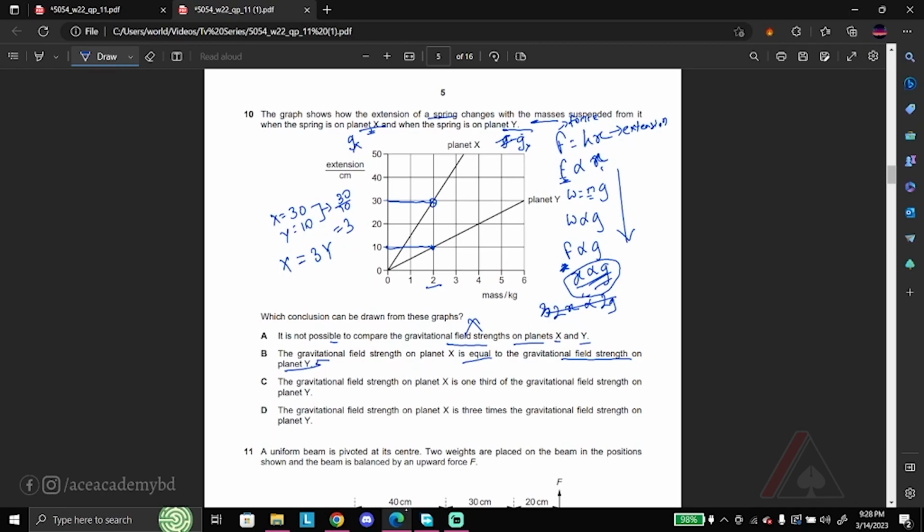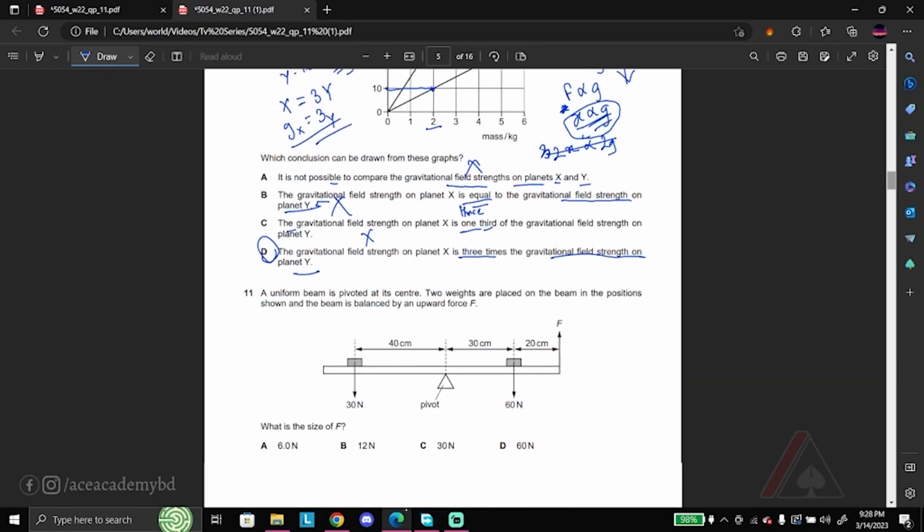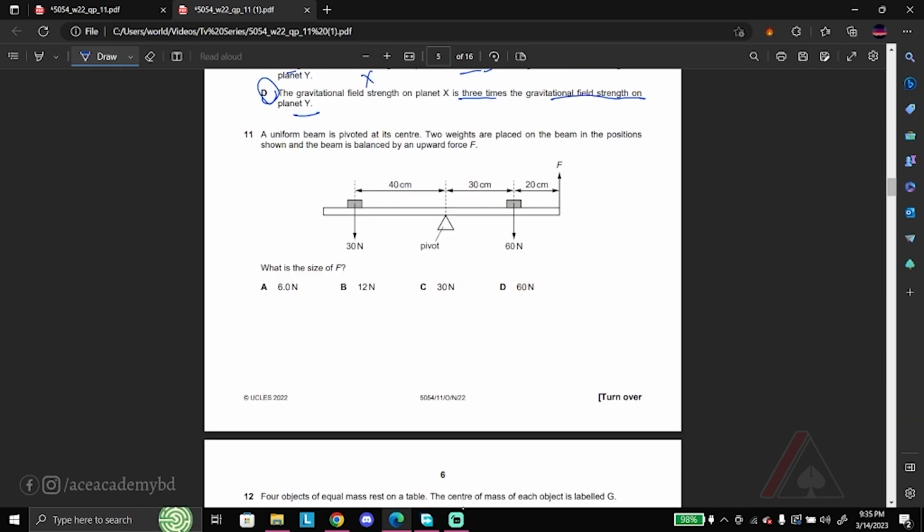Extension is directly proportional to gravitational field strength g, so the gravitational field strength of X is 3 times the gravitational field strength of Y. So it's not equal, it's actually 3 times greater than Y. So this is wrong. It's 1/3? No, it's 3 times. So this is wrong as well. Gravitational field strength on planet X is 3 times the gravitational field strength on planet Y. Yes, this is correct. And so the answer would be D.